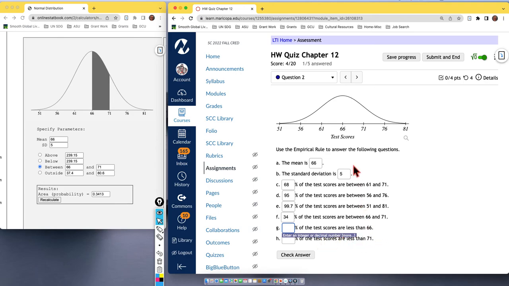Percent of the scores that are less than 66. Does it make sense that that would be 50%? Since we're in the middle, 50% below, 50% above. We didn't really talk about that as an empirical rule, but that's what happens. Percent of the test scores that are less than 71, so that would be 50% plus the 34%, right? 34%. And we could also just click on below, put in 71, and we'll see it's 84.13. Again, we just want to average it out, 84%.